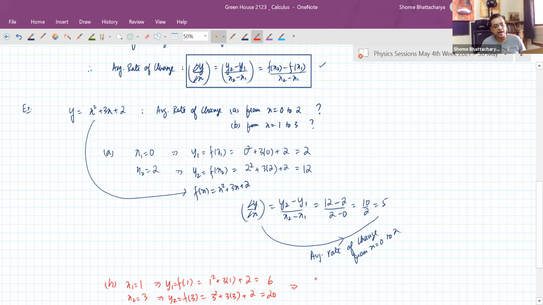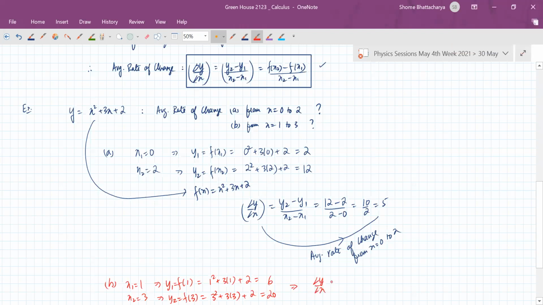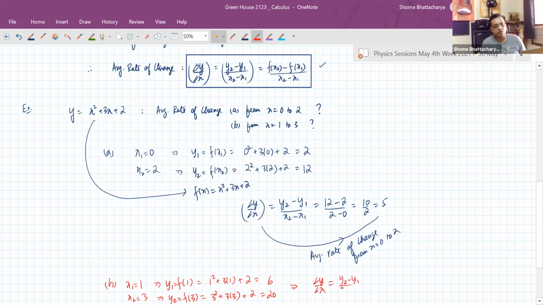So now you can see that the average rate of change becomes y2 minus y1 upon x2 minus x1, which is 20 minus 6, or 14, divided by 3 minus 1, or 2. So that is 7. Okay. So this is the average rate of change for x equal to 1 to 3.